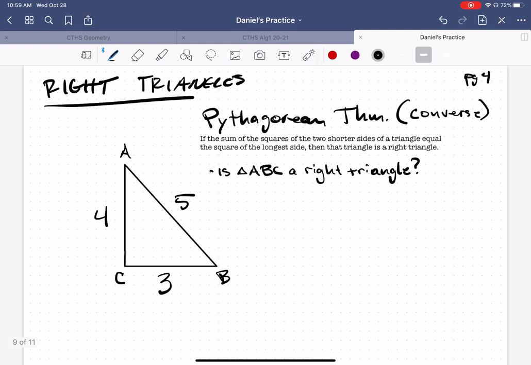Now the converse of the theorem, which is we just switch the order, the converse is also true. If the sum of the squares of the two shorter sides of a triangle equals the square of the longest side, then that triangle is a right triangle.